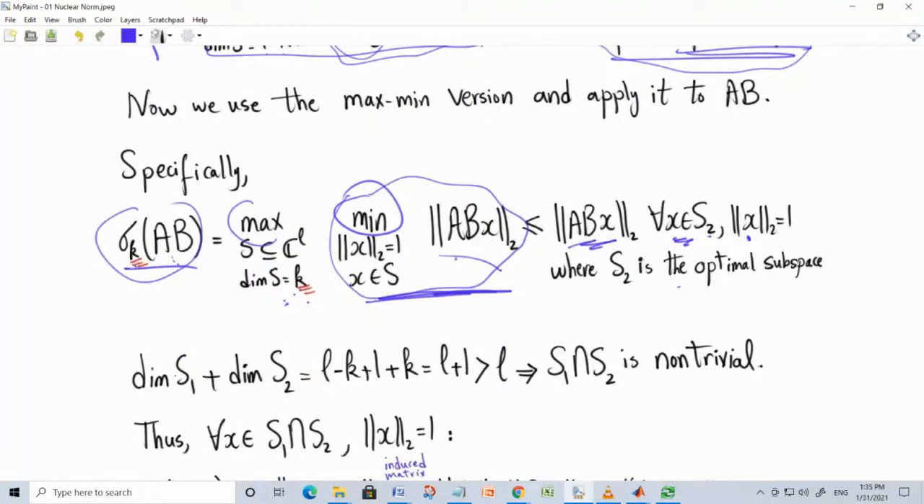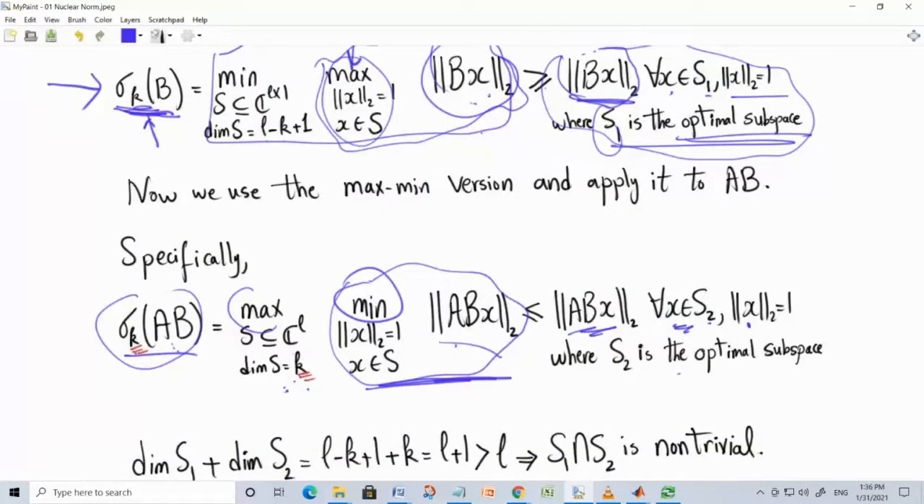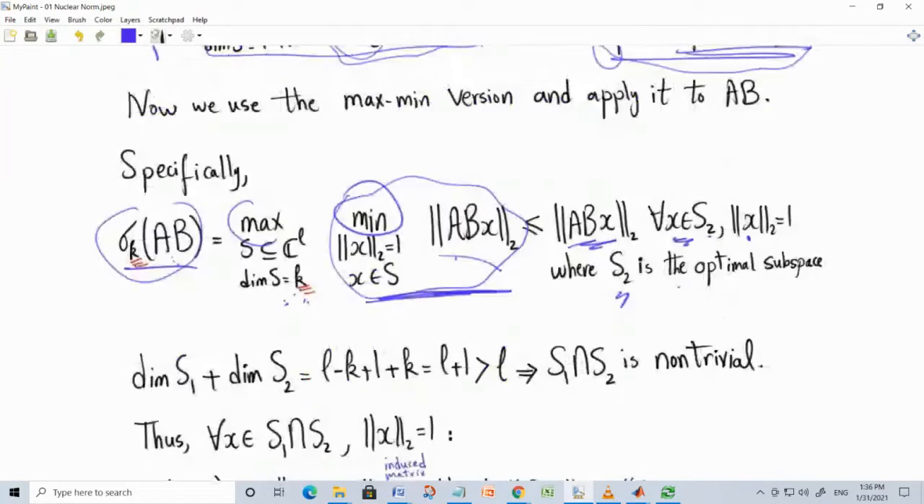Why? So when you solve the above optimization problem, you do it for subspaces with dimension L minus K plus 1. So the optimal subspace is one of those subspaces that you use here. And what is its dimension? L minus K plus 1. The problem that you solve here, you do it over subspaces with dimension K. And so S2, which is the optimal solution, has dimension K. Then what is the sum of the dimensions? Dimension S1 plus dimension S2 is L minus K plus 1 plus K. That's L plus 1. It's greater than the dimension of the embedding space.